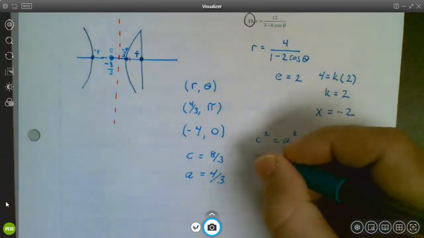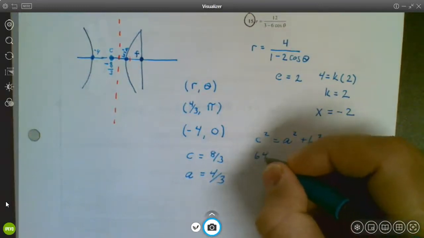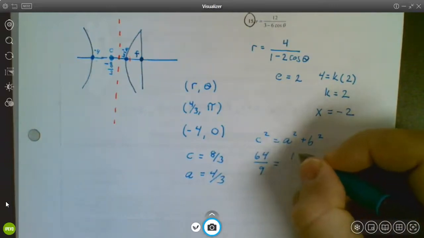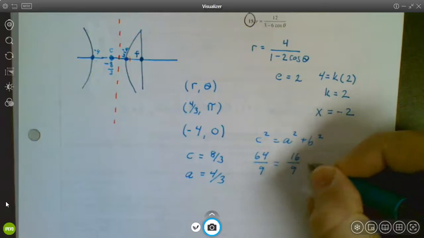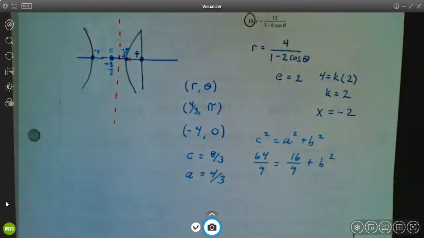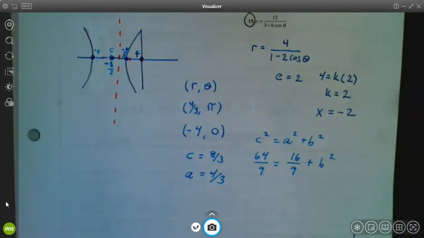And so now I can say, let's see if I square that, so 64/9 equals 16/9 plus whatever B squared is. So if I subtract that over and then square root, let's see, 64 minus 16 would be 48. So 48/9, and then I would square root that.